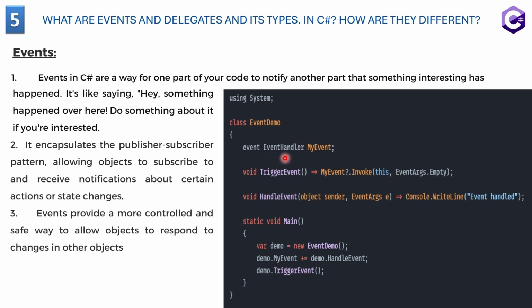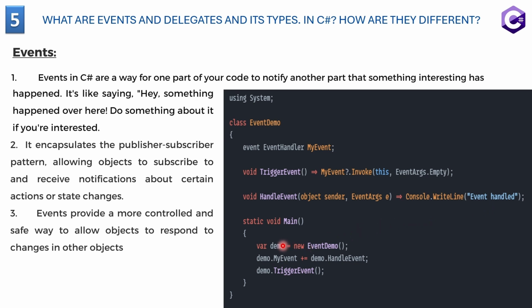In the example, we have an event handler, MyEvent. We have generated a method, TriggerEvent, which invokes this event. We have another method, HandleEvent, in which we are just displaying that our event was handled.